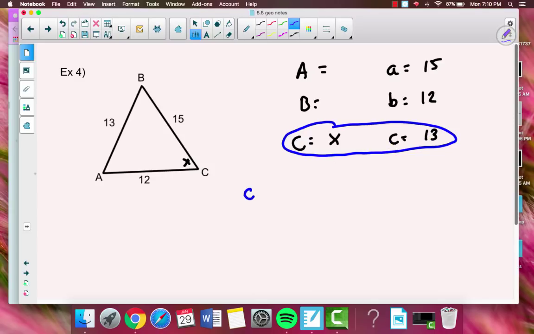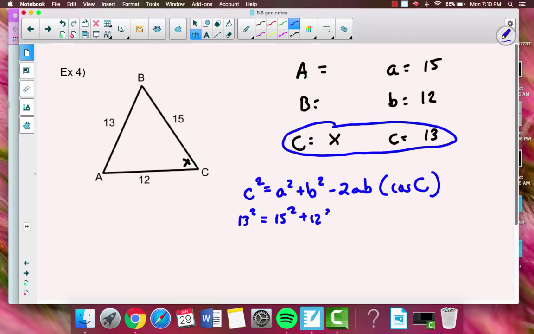So I'm going to have c squared equals a squared plus b squared minus 2ab, and then times the cosine of angle c. So now, if I'm going to go ahead and solve, I'm going to fill in what I know. Well, I have all the lowercase letters, so if I fill that in, I'm going to get 13 squared equals 15 squared plus 12 squared minus 2 times 15 times 12, and then cosine of angle C, which we don't know. That was the x.